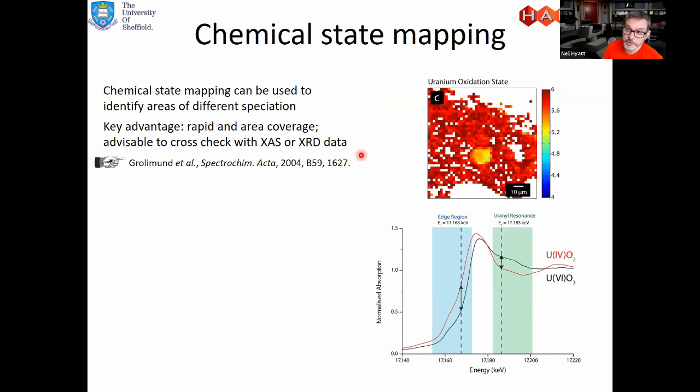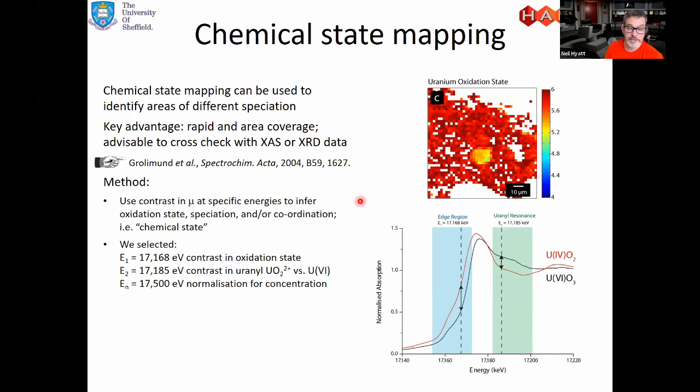But it's advisable to cross-check your results with XAS or XRD at a point of interest, because there are many different factors that can control the normalized absorption at any one pixel, as I'll come on to. So this reference here gives you a good summary and introduction to this technique.